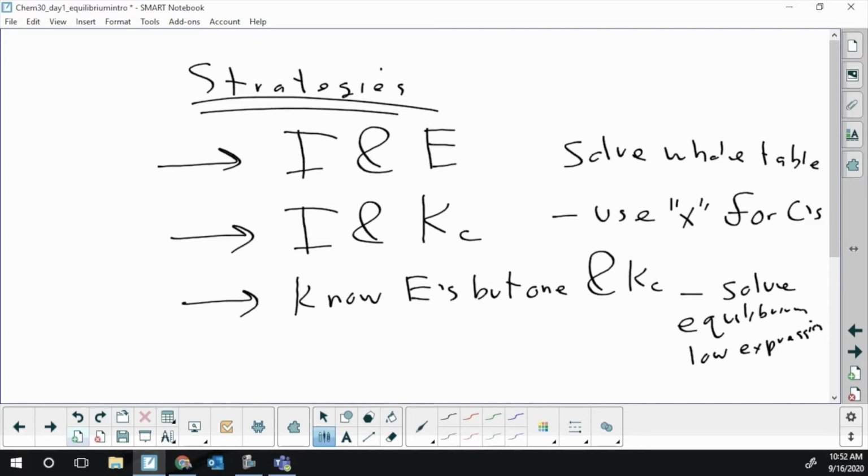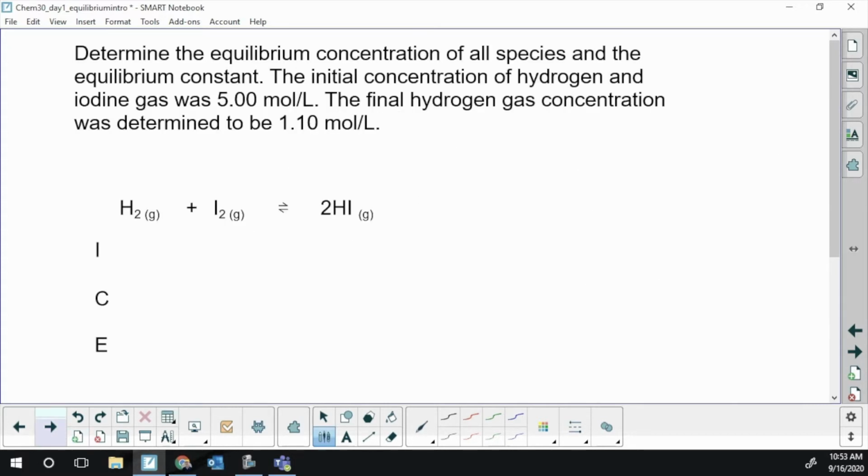We're going to put an X in for our C's. Okay, and you should be pretty confused. You're really not sure what that looks like, but I'm going to do an example and you're going to see it. The question is, determine the equilibrium concentration of all species. So determine the E's and the equilibrium constant, Kc. We've got 2 parts to do.